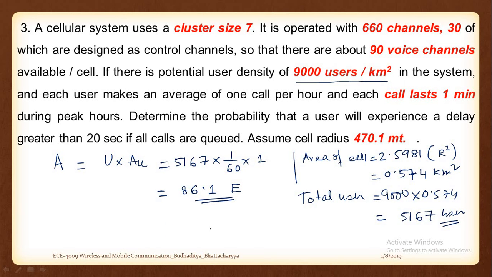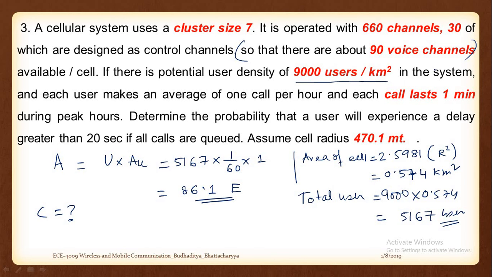So, how many channels are there? Yes. So we have here, you can see specified properly, that out of 660, 30 of which are assigned to control channel. Why is it 90 then? How come these 90 voice channels are coming? 660 minus 30, 630, divided by 7. Ideally, in a given problem, it might be that 660 channels are given, and 30 of which are designed as control channel.